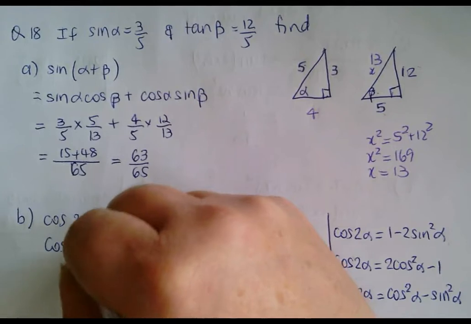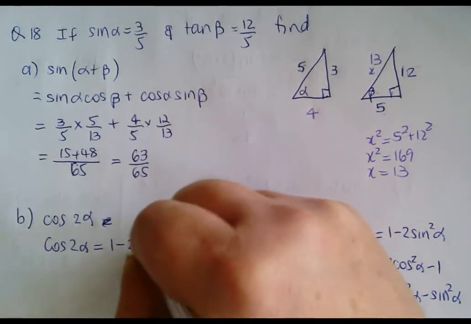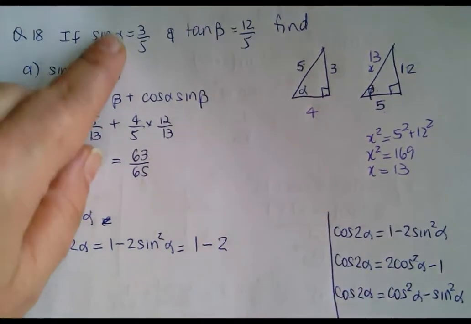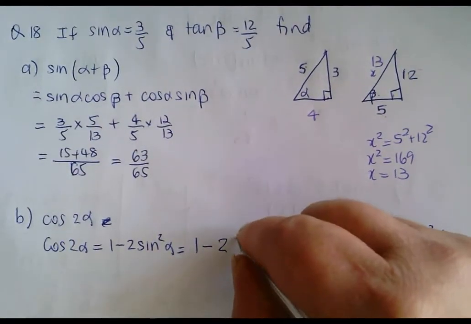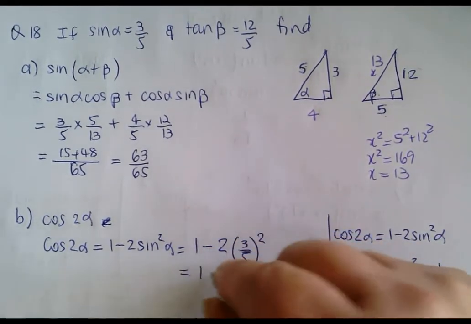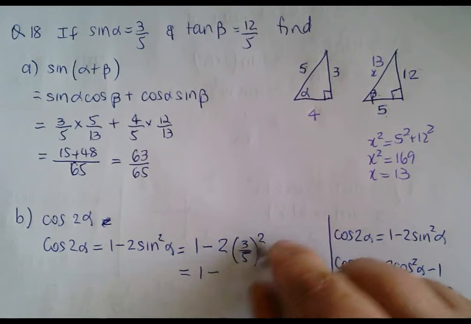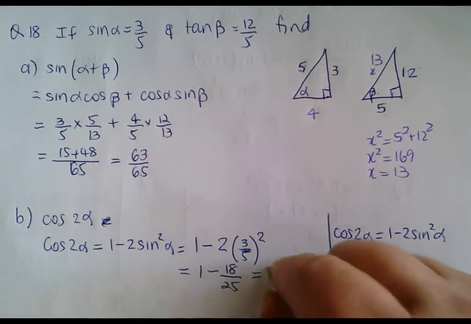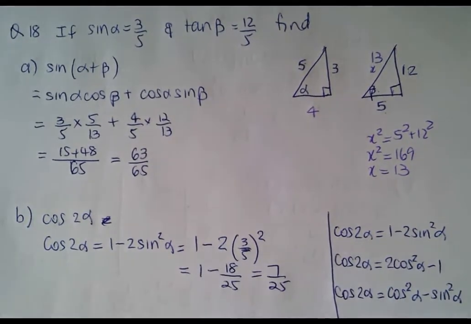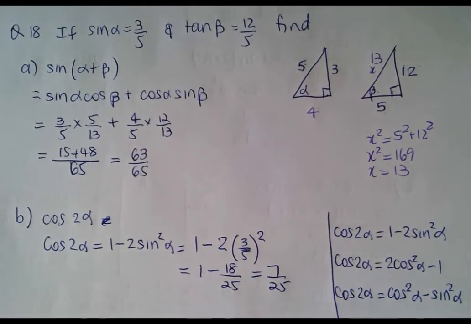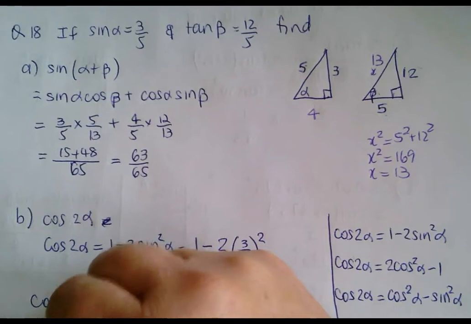So cos of 2 alpha. If I did use 1 minus 2 sine squared alpha, it would be 1 minus 2 times 3/5 squared, which is 1 minus 2 times 9 over 25, that's 18 over 25, which is 7 over 25. That's one way of doing it. Most of you will probably go to the cos squared minus sine squared, right? That's what probably most of you would do. I'll just do it that way as well.